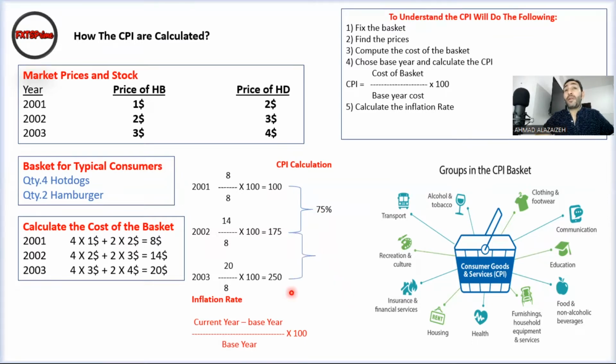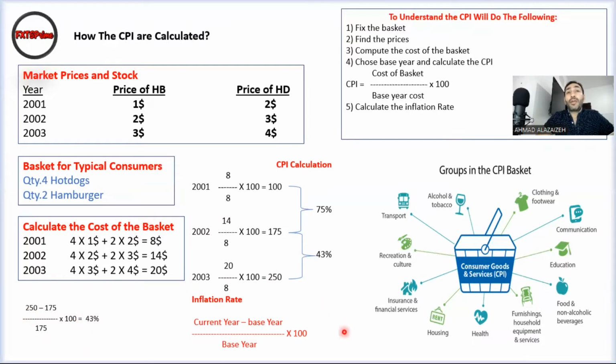And if I now calculate the inflation rate between 2002 and 2003, I will find that it is 43%. So you realize that I can calculate 2003 based on the base year, and it doesn't matter because you are the one who selects the base year. If you select 2001, the total inflation rate will be 150%. However, if I calculate 2003 and take 2002 as the base year, the inflation rate will be 43%. And this is how to calculate the inflation rate.